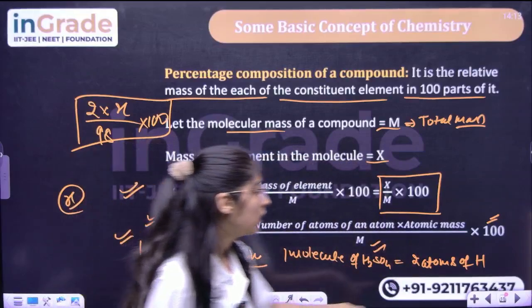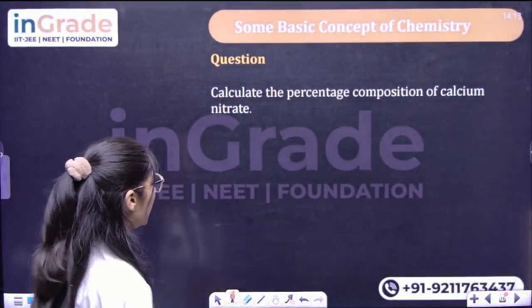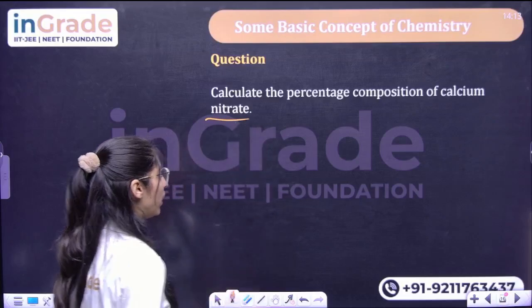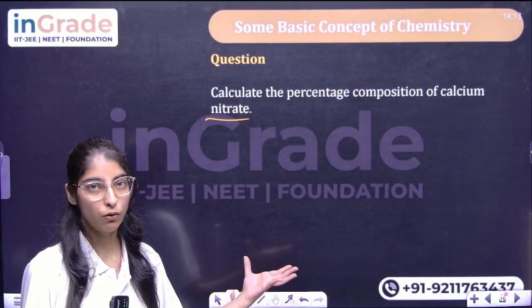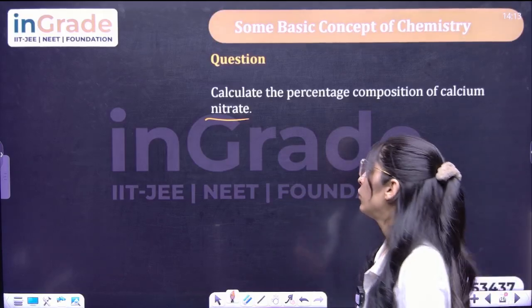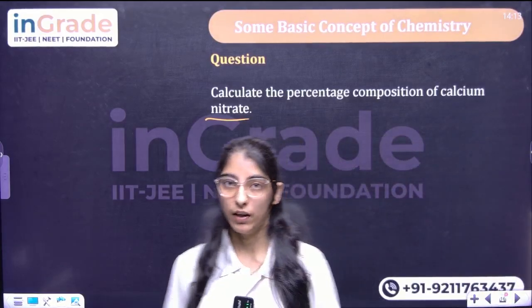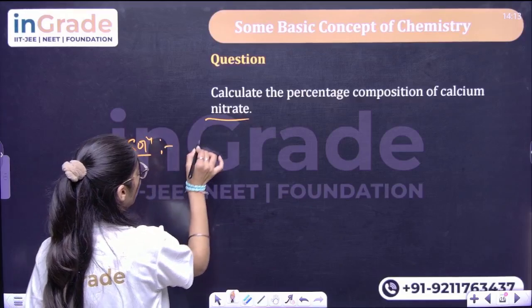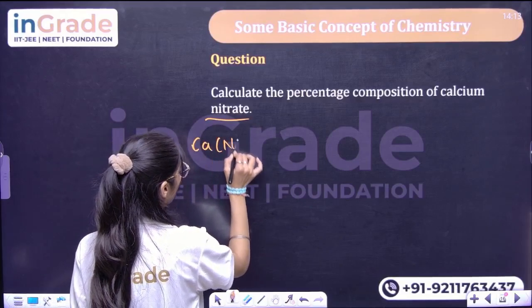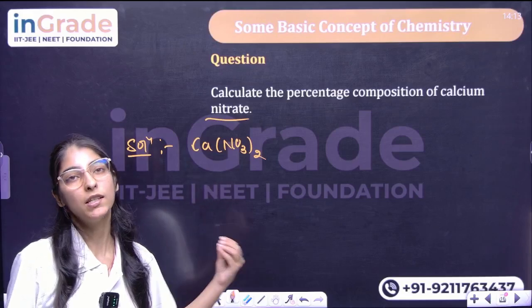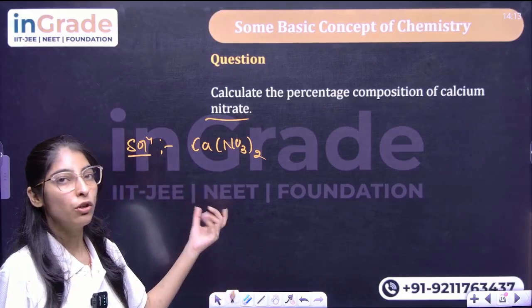Let's move further and see the question that is based upon percentage composition, which says: calculate the percentage composition of calcium nitrate. So how are you going to solve this question? Firstly, the most important thing is that you must know the formula of calcium nitrate. And we all know that calcium nitrate simply means Ca(NO3) twice, right? So now this is going to be very easy for us to calculate the composition of each element.